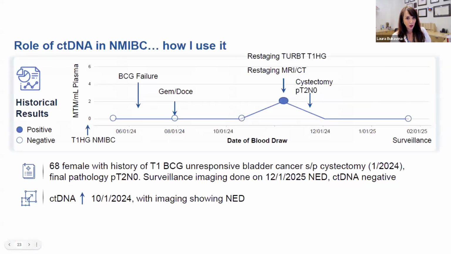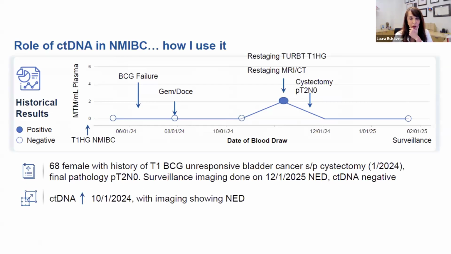Next slide. So this is just another example of a pathway of how we use it in the non-muscle invasive space. This is a very similar patient. However, this one had T1 high-grade bladder cancer.